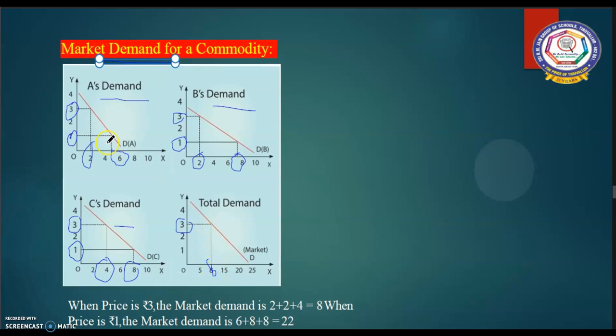Right. In the same way, when the price is 1, A's demand is 6, B's demand is 8, and C's demand is 8. So if we add all this, 6 plus 8 plus 8 is equal to 22. So in this diagram, when the price is 1, the quantity demanded is 22. It should come here.